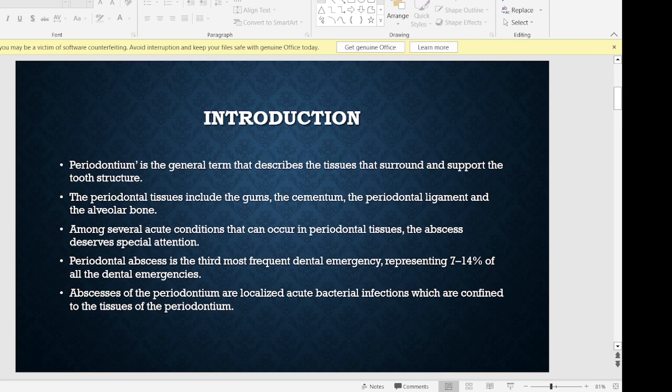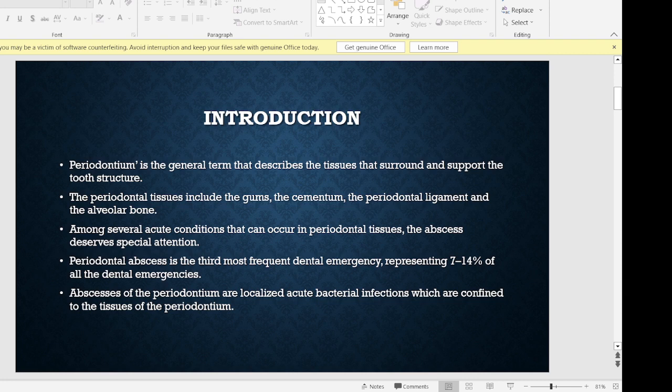Periodontium is a general term that describes the tissues that surround and support the tooth structure. As you know, periodontium consists of hard and soft tissue. Hard tissue includes your cementum and alveolar bone, and soft tissue includes your gingiva and periodontal ligament. The periodontal tissues include the gums, the cementum, and the periodontal ligament, as I said.